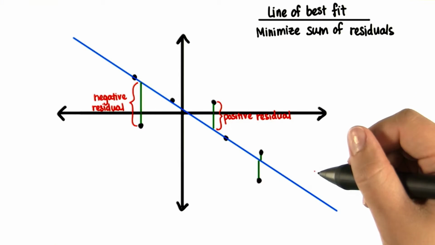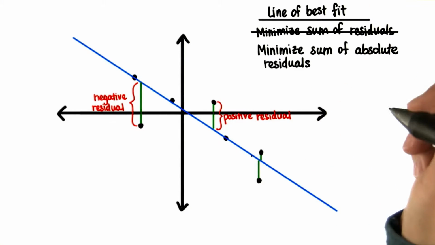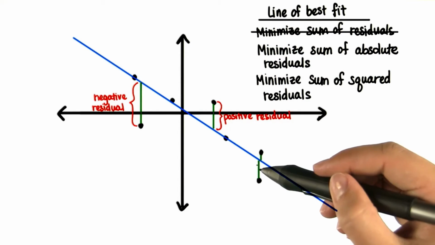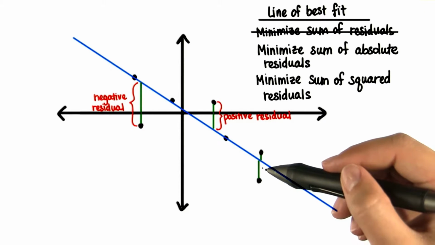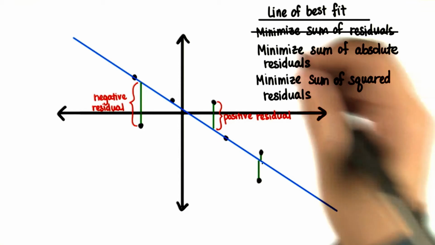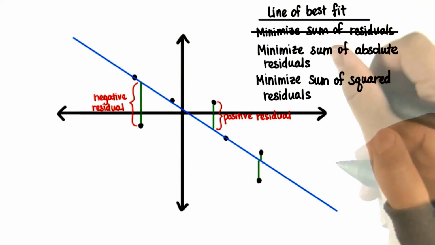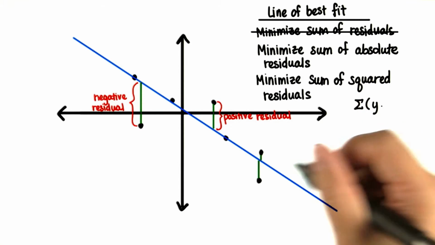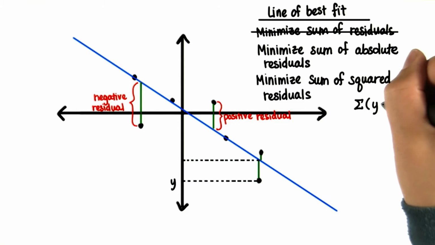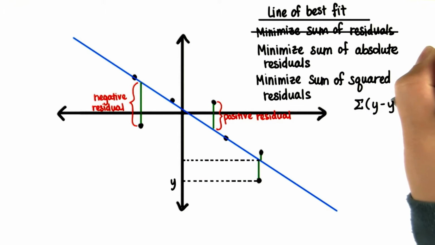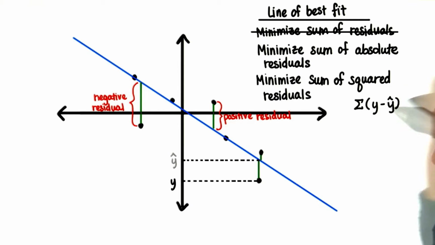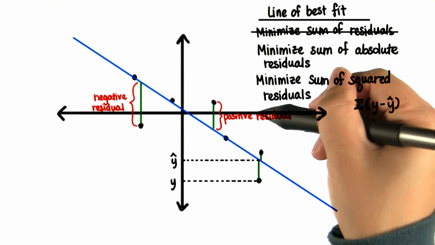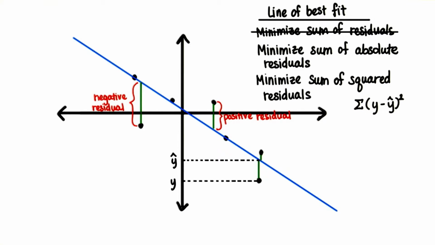This is one method, but the standard method is to minimize the sum of squared residuals. In other words, we'll square all the residuals to get rid of the negative sign, add up all these squares, and then minimize this value. In symbols, this would be the observed y value minus the expected y value, which you remember was y hat, and this is the y value that corresponds to that x value on this regression line, squared.